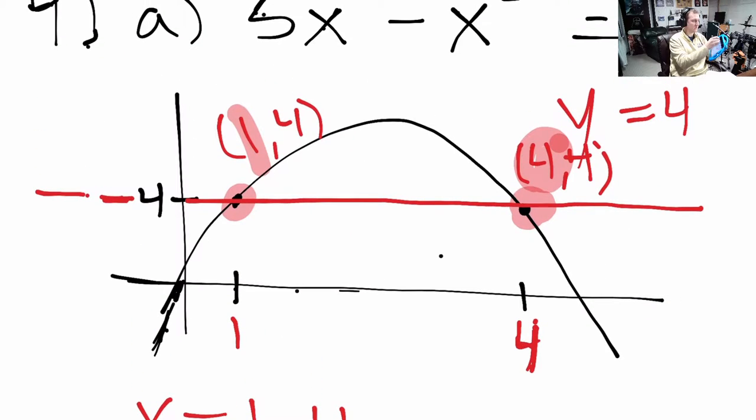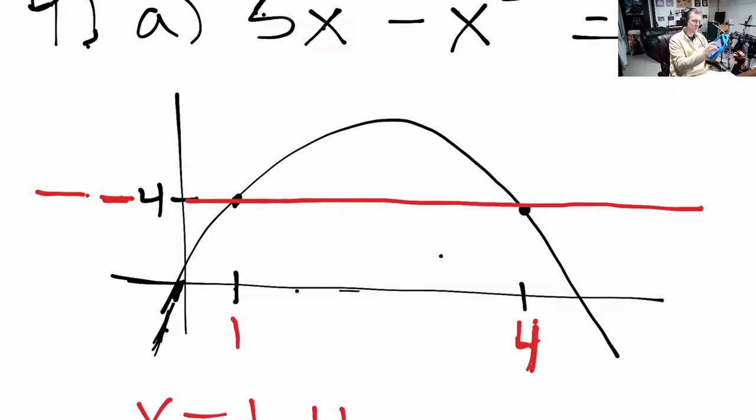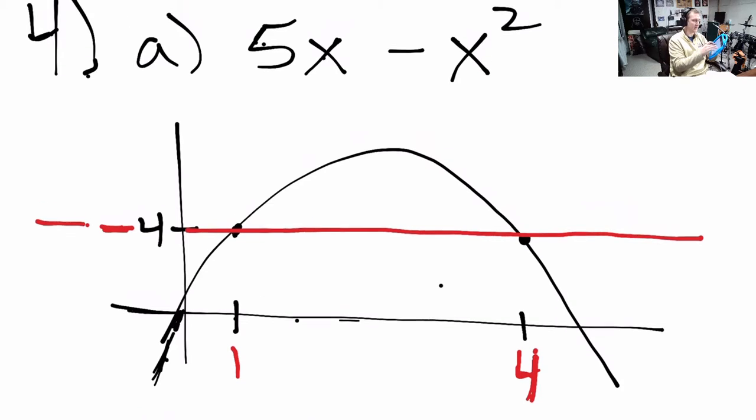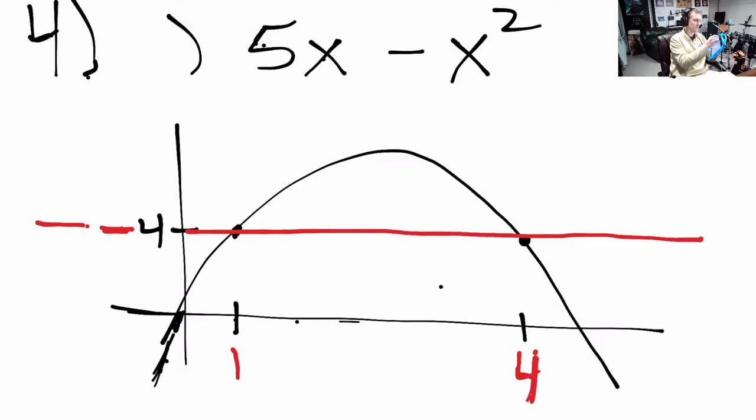Part B is find the solutions to the inequality, and I'm going to just keep it up here. So now instead of an equal sign, now we're on part B. We've got an inequality like this, greater than. So we've graphed both of them. We know the intersection points. We know where they are equal.